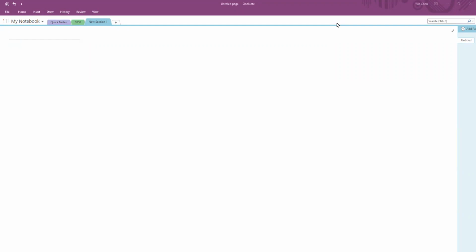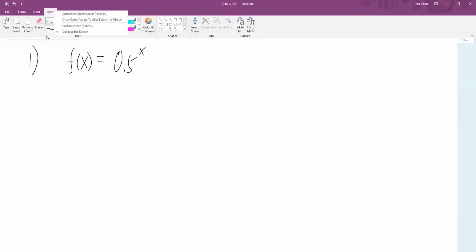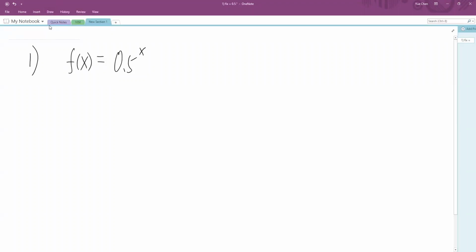Okay, so here is the, you can take out your review sheet. The first problem is to sketch the graph of y = f(x) = 0.5 to the x, right? This one is the exponential function.